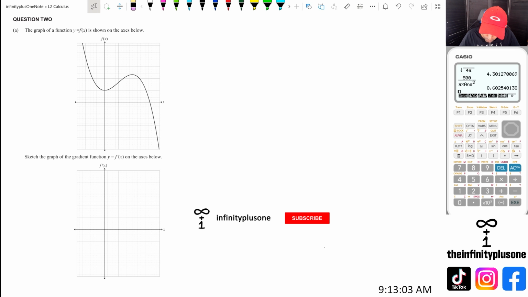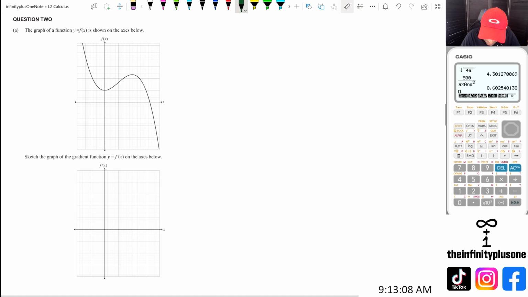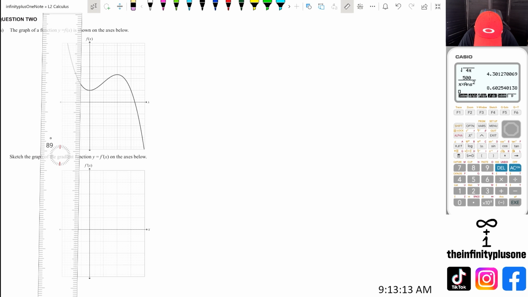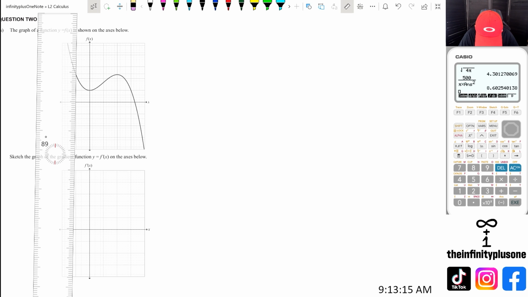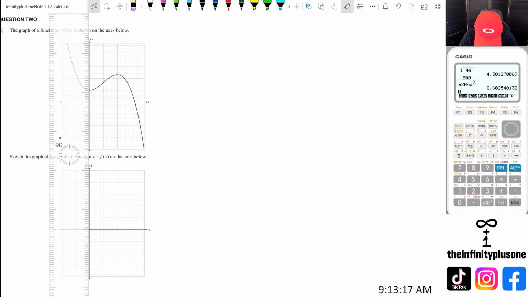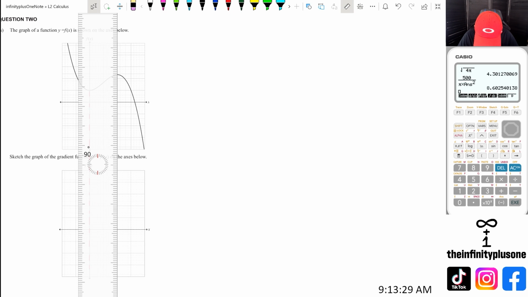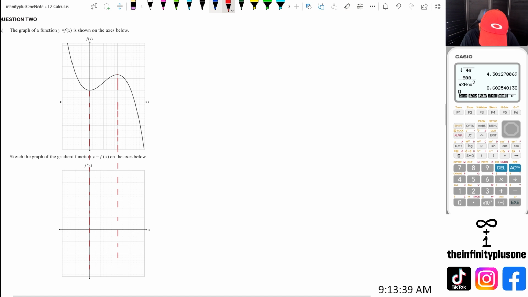All right, folks, so for question 2, we've been asked to draw the different gradient function. And I think this is something that I actually enjoy doing, because all you really have to do is look at the turning points. So in this one, the first turning point is quite obvious, because I'm just going to kind of match it up here, right? So what I do is I basically just draw the lines directly underneath it, wherever the turning points are. Once that's done, then I know that this is a negative cubic.